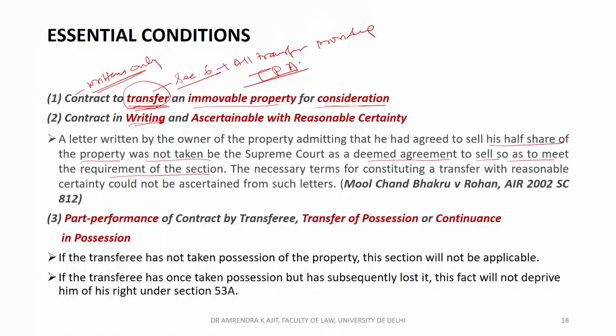So, the court said, after going through the wording of the letter, that if this is the language of the letter, where the property cannot be ascertained, the party cannot be ascertained, the amount cannot be ascertained, in that case part performance will not apply, and the second essential will not be met. Third is about the part performance of the contract by the transferee: transfer of possession and continuance in possession.